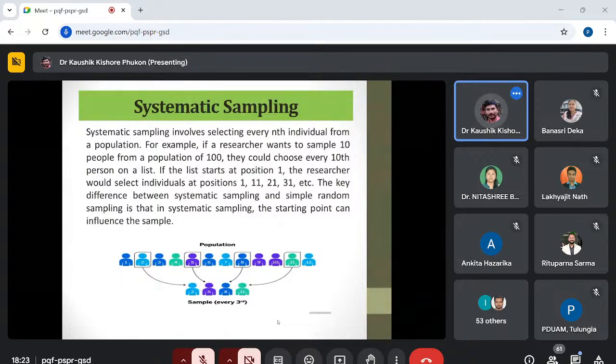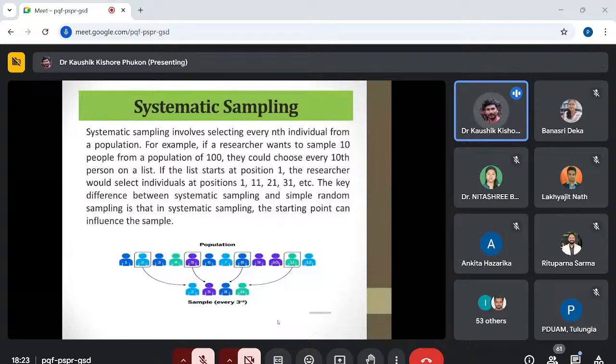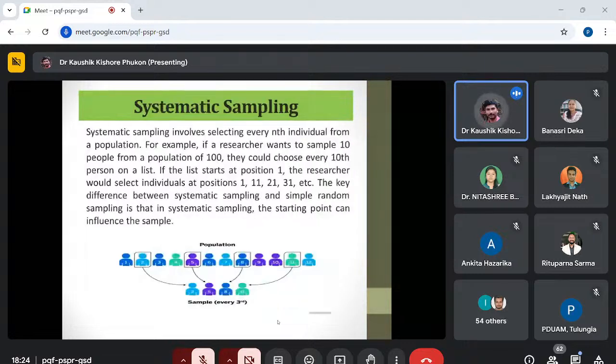Systematic sampling, with the help of systematic sampling, we can very easily select a random sample. Simple random sampling and systematic sampling differ significantly. In simple random sampling, we can use the lottery method to draw, but in systematic sampling, there is no need for any lottery or random number table. You just choose a criteria.